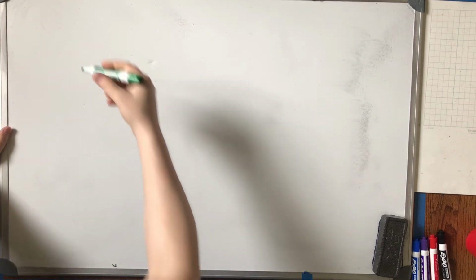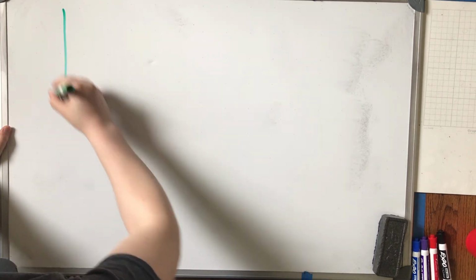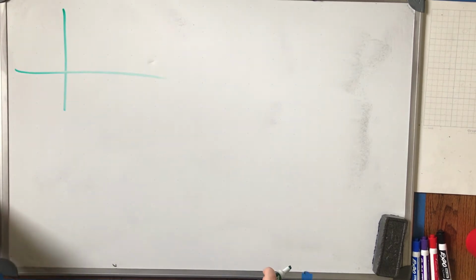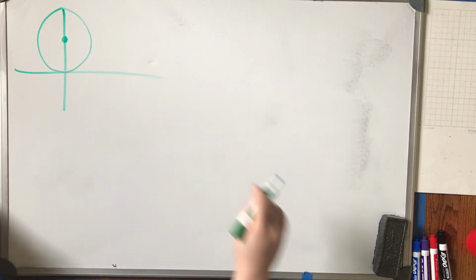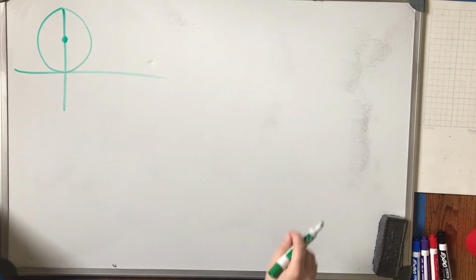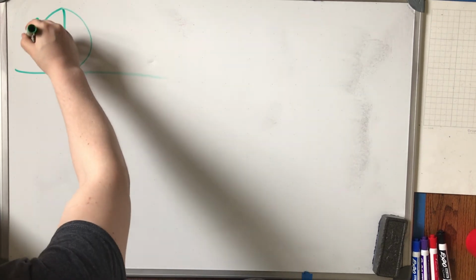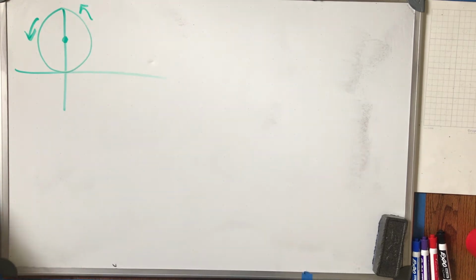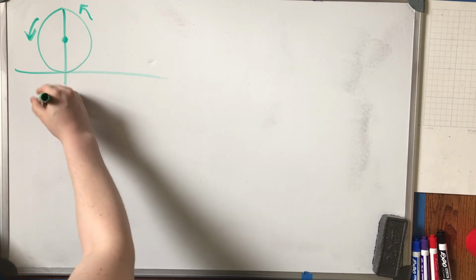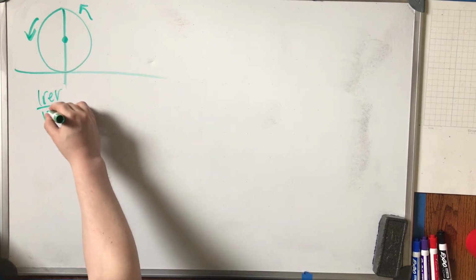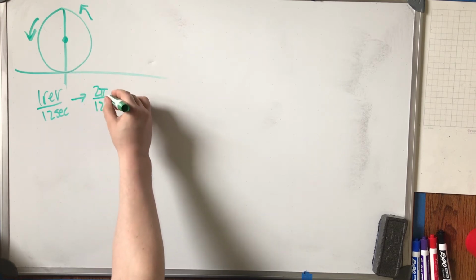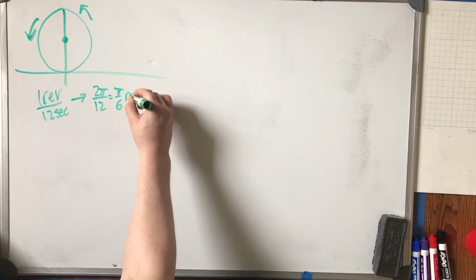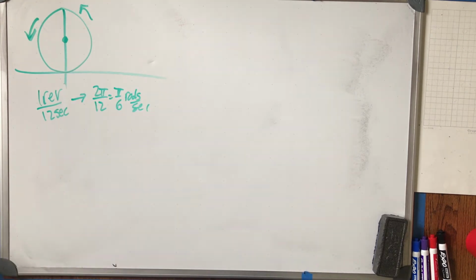Holy cow. Alright, let's try to figure this out. Ferris wheel centered at (0, 20). I'm going to put that here and draw it. It has a radius of 20. Good, I drew it correctly. And it's going counterclockwise, so that's this way. And we have one revolution every 12 seconds. Okay, so when I do the conversions, that's going to be 2 pi over 12, or pi over 6 radians per second for this first person.